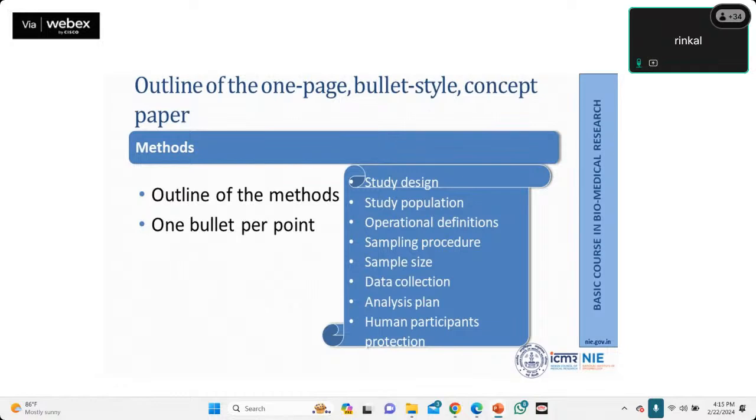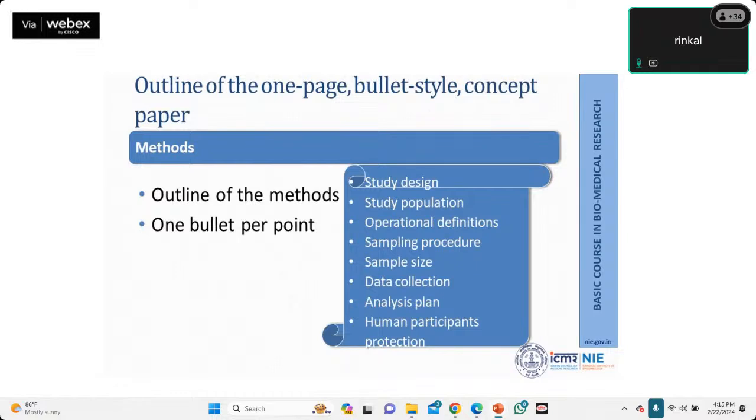Okay, then the third head is methods. Methods means we are not going to describe very detailed methods in the concept paper, but we are going to provide only an outline of the methods. So under these headings or subheadings, we can provide an outline. Each subtopic or each heading has a separate bullet. Okay, one bullet per point.